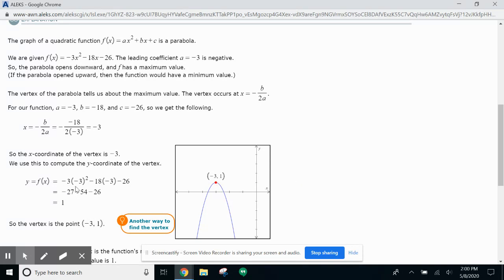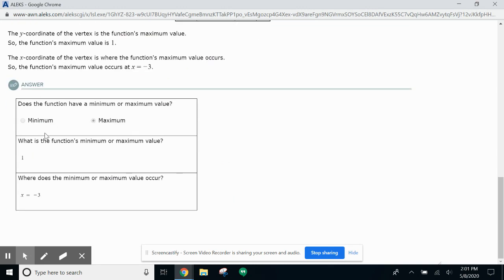And if we plug -3 into our equation, they showed here y equals f of x, because they've been showing f of x, but you could write it as y the same way. So whether it's y or f of x, if we plug in -3, it'll look like this. We'll simplify, and our y value will be 1. So now we have a maximum.